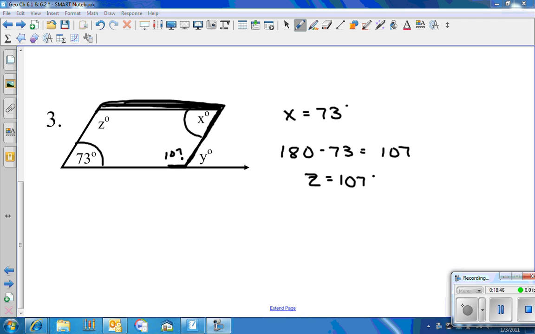Now y may be a little tricky. Y and x are alternate interior angles also. So y is also going to be 73 degrees.